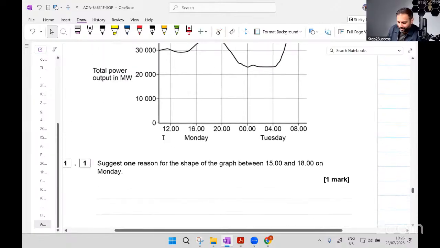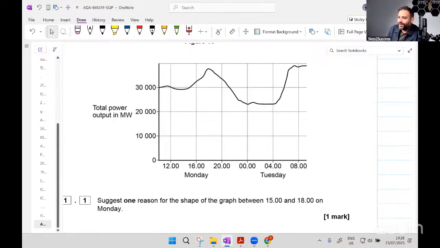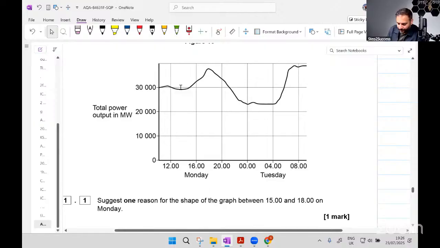Suggest one reason for the shape of the graph between 3 p.m. and 6 p.m. on Monday. You could say that is because people return home from work and school. That's why there is an increase in this bit of the graph here, right? There's an increase of people. That's around the time that people come home from school.